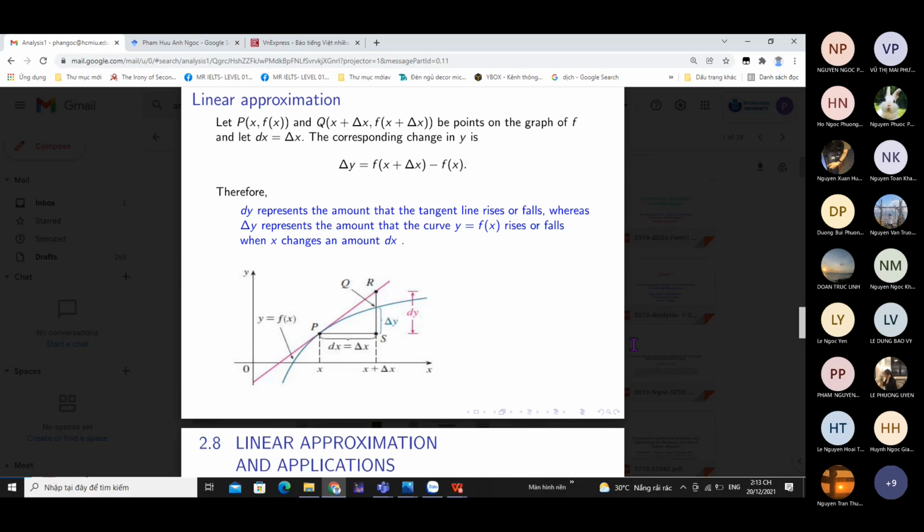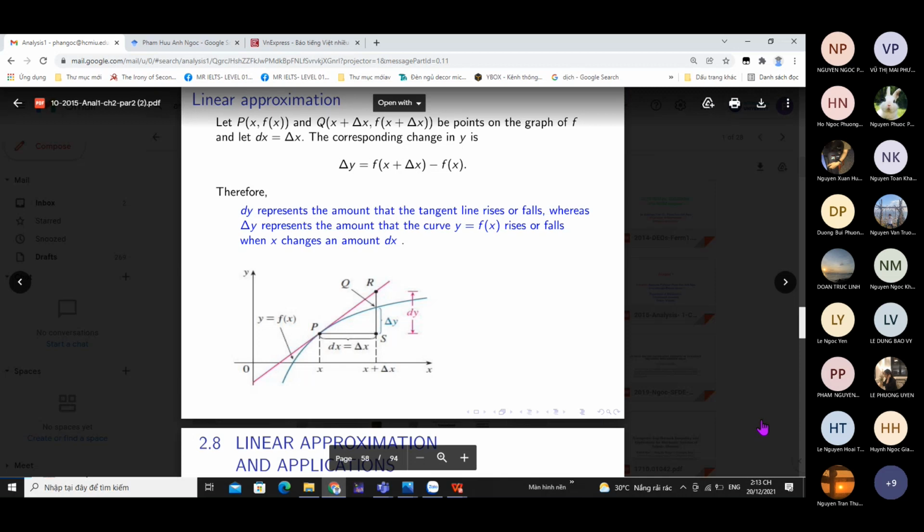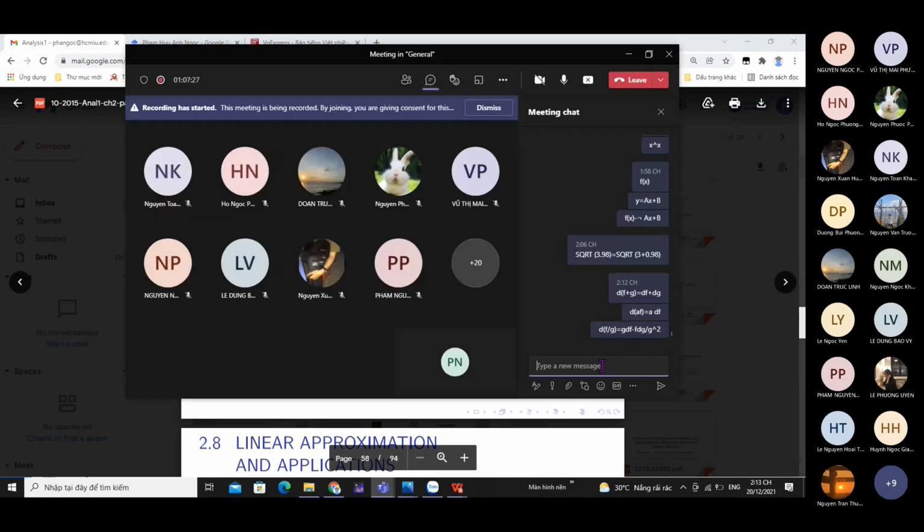And by definition, just keep in mind that dy is given by f prime of x dx for any number x. Okay.